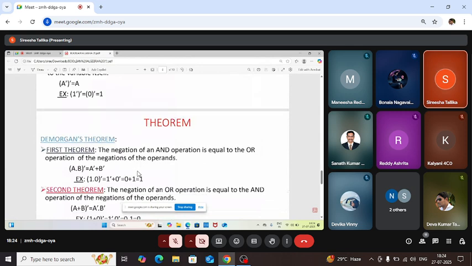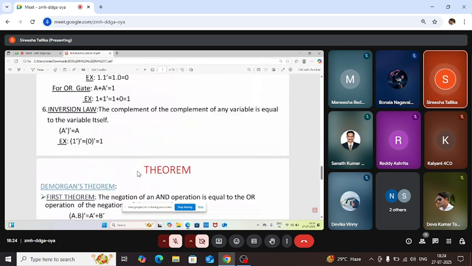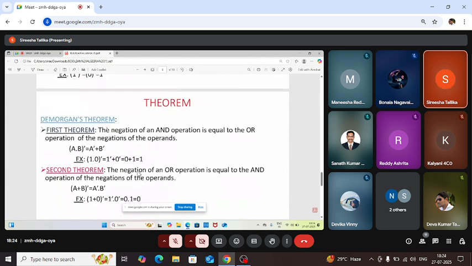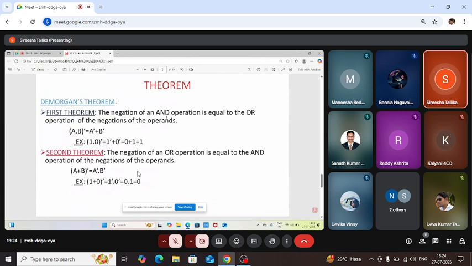Then the theorem. In Boolean algebra, we basically use De Morgan's theorem. It is very easy. We use two operations. First, the negation of an AND operation is equal to the OR operation of the negation of the operands. It means if we use an AND operation, that is A into B.